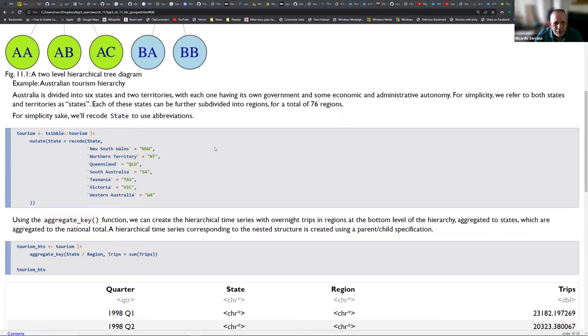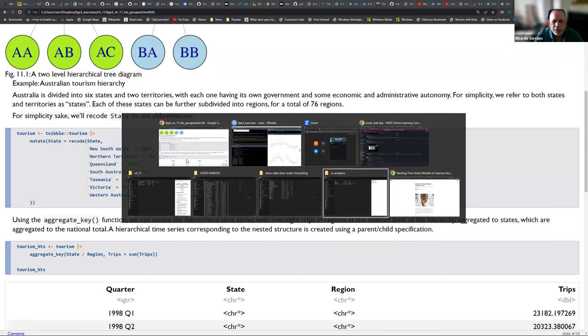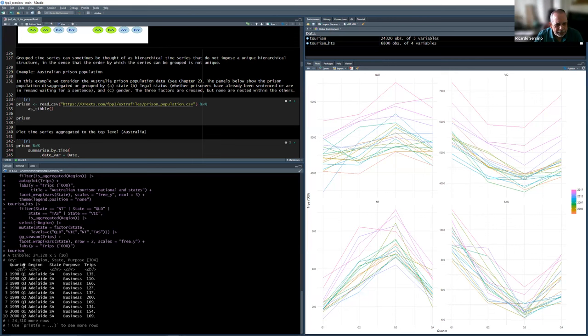So first of all, we have seen this data set before in previous chapters. Let me give you a quick look. The data set is subdivided in quarters, four quarters per year. Then we have the state. Australia has 8 states and territories, but territory is going to be the same as state. Each state is subdivided into certain regions. Then we have the purpose for the trip, and then we have the trips themselves, which is the value that we want to forecast. That's the structure of this data set.